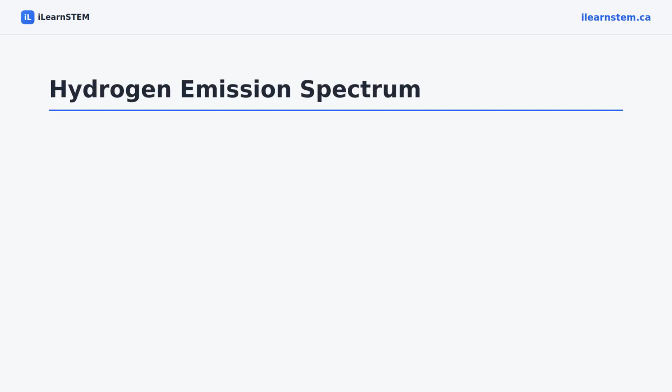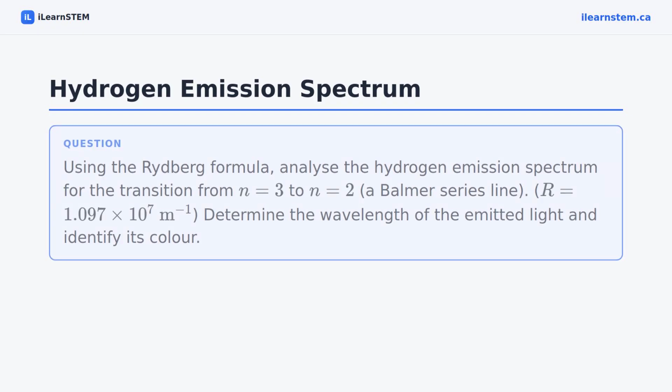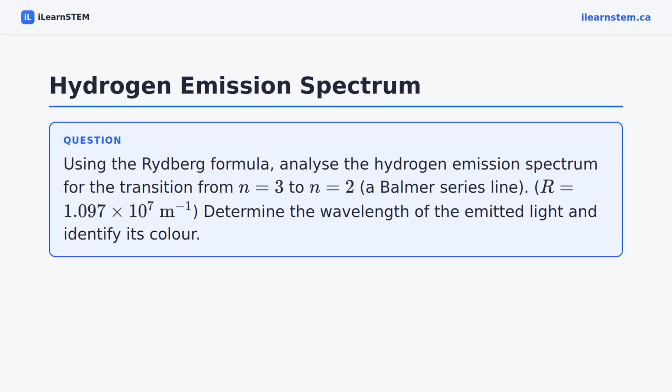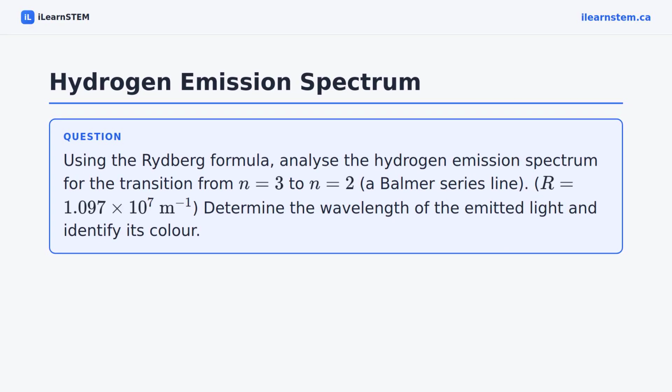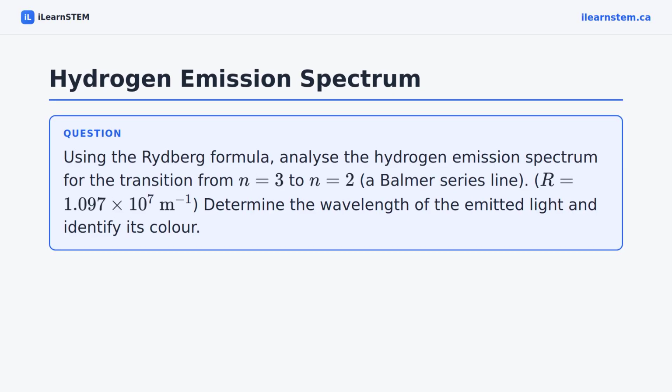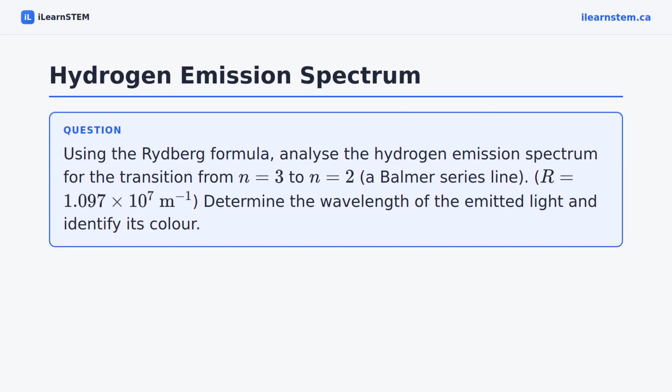We use the Rydberg formula to find the wavelength of light emitted when an electron in hydrogen drops from n equals 3 to n equals 2. Here's the problem. Using the Rydberg formula, analyze the hydrogen emission spectrum for the transition from n equals 3 to n equals 2, a Balmer series line.